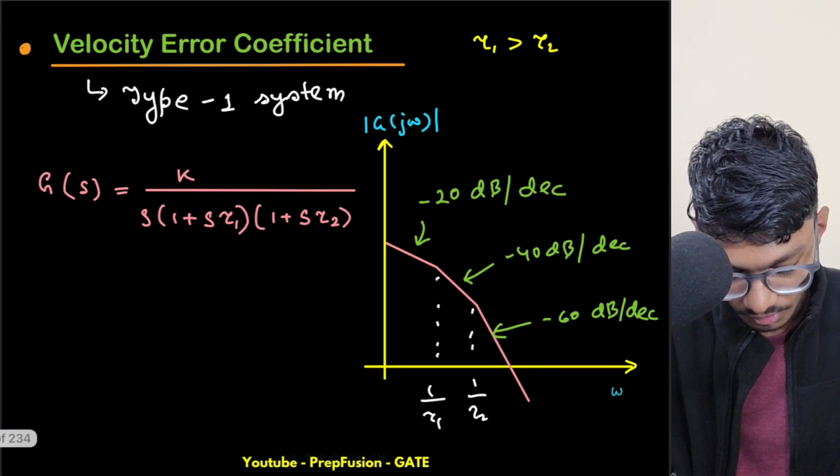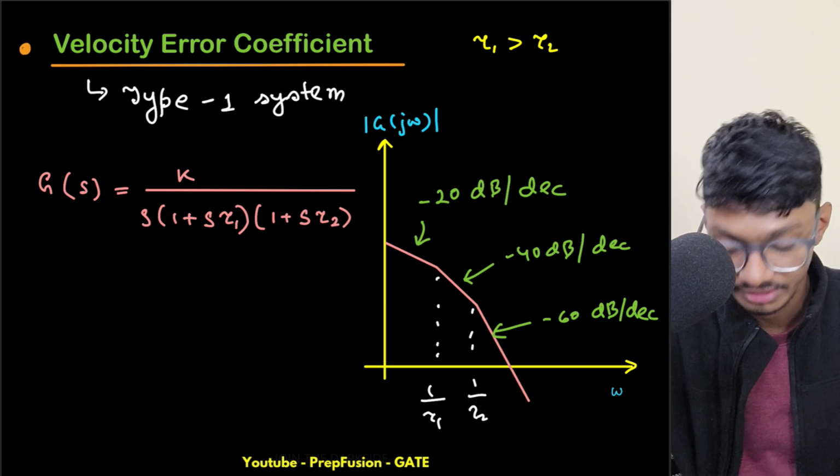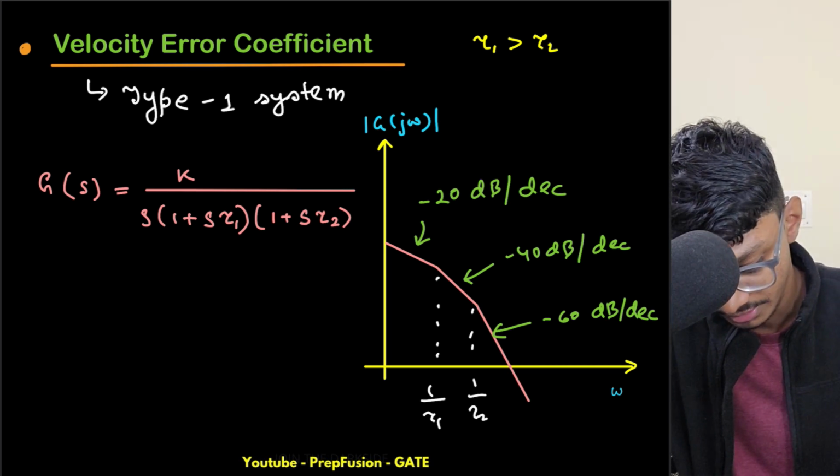Now let's do it for here. So what is my Kv here? What is my Kv here?